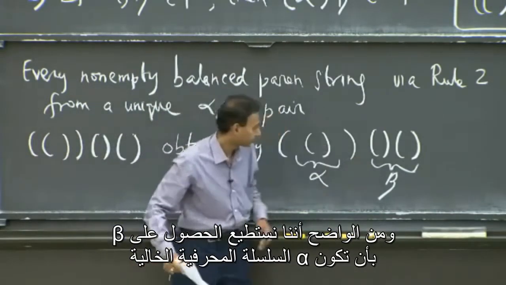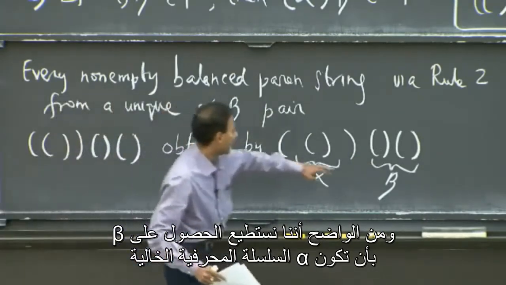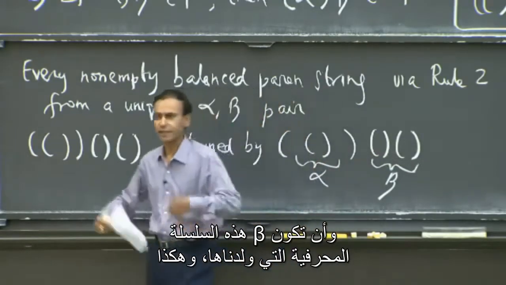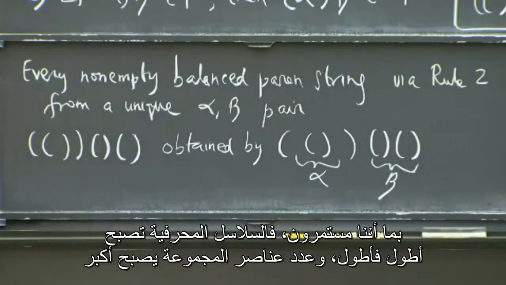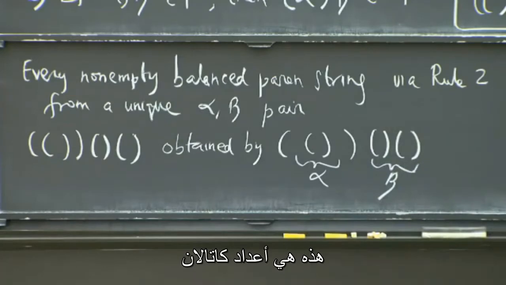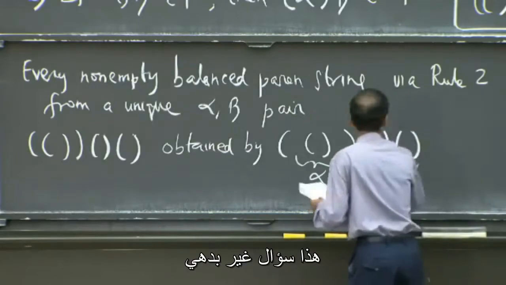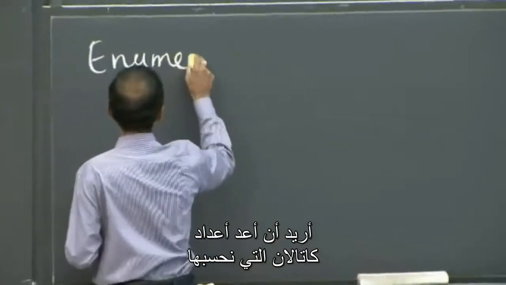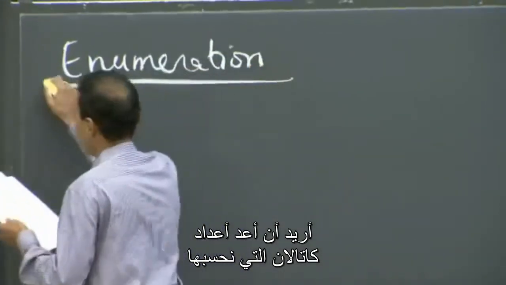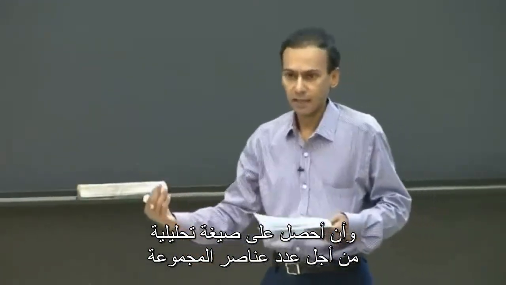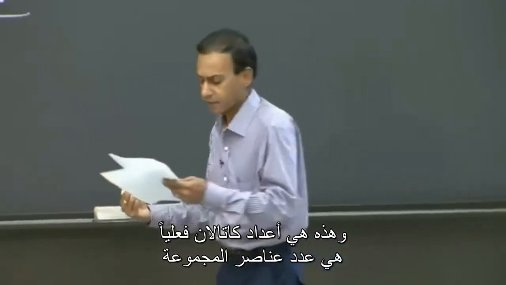And obviously you could get beta by setting alpha to be the empty string and beta to be this string that you just generated, and so on and so forth. Okay? So you just keep going, and the strings get longer and longer. The cardinality of the set gets bigger and bigger, and those are the Catalan numbers. Okay? And so this is a non-trivial question, which is I'd like to enumerate the Catalan numbers and get an analytical form for the cardinality of the set. And that's really what the Catalan number is. It's the cardinality of the set.